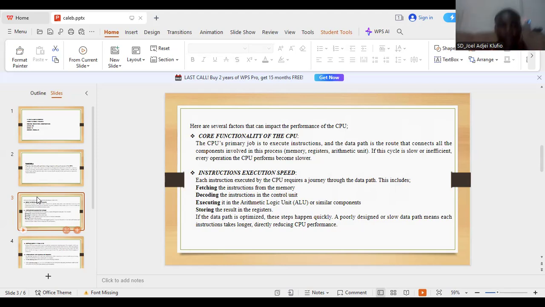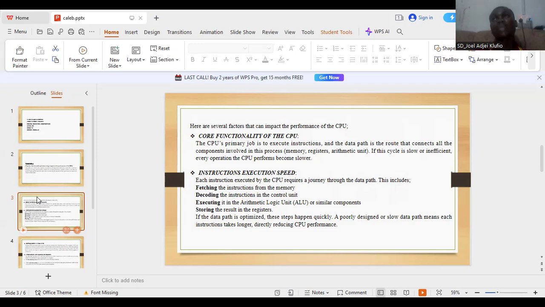One major factor is the core functionality of the CPU. The CPU's primary job is to execute instructions, and the data path is a route that connects all the components involved in the processor, which are the memory, registers, and arithmetic unit. If this cycle is slow or inefficient, every operation the CPU performs becomes slow. So the job of the CPU is to execute instructions, and the data path is a route that connects all the components.